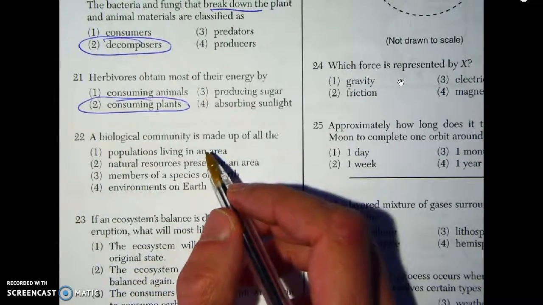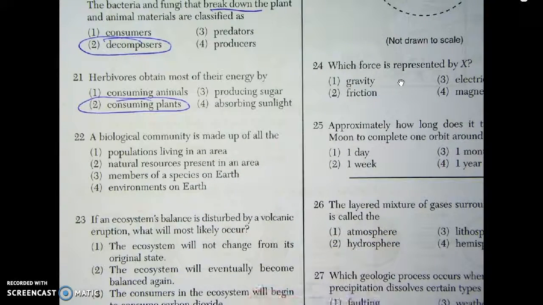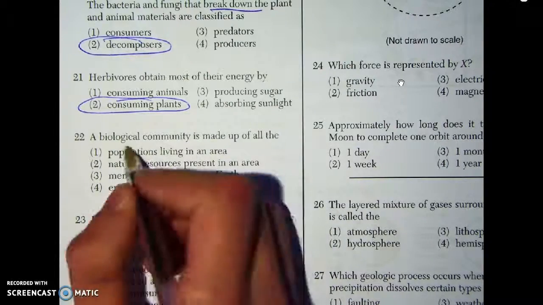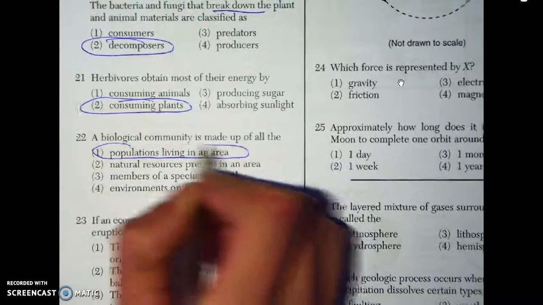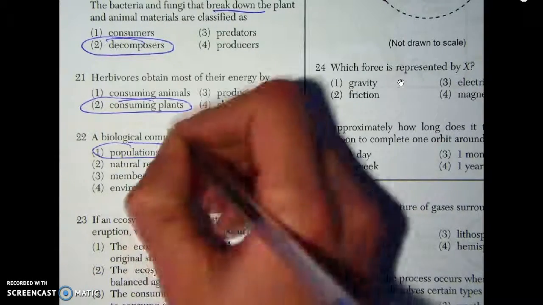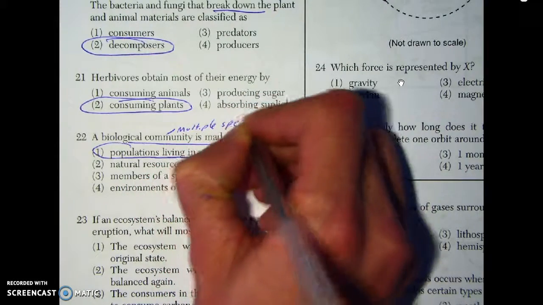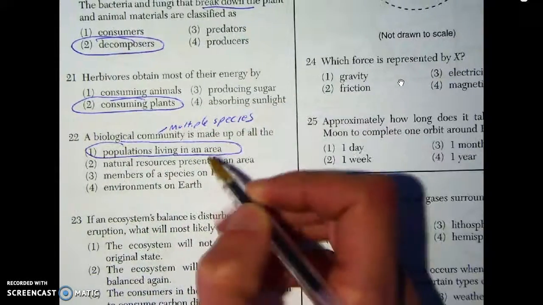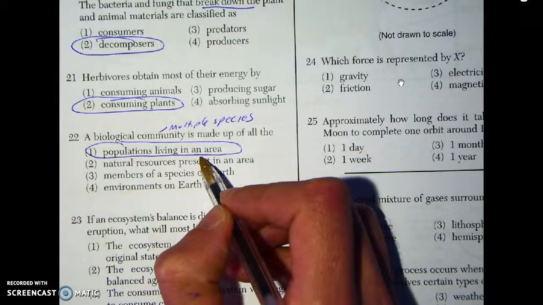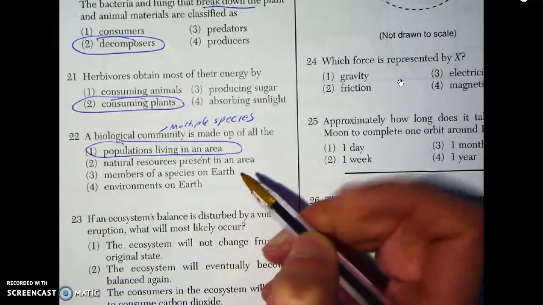A community in biology is all of the living populations or organisms in an area. So for this one, the best choice would be number 1, populations living in an area. A population is one species. A community is multiple species. We're a population of human beings in school, or we're part of a community made up of not only people, but birds and deer and other animals.